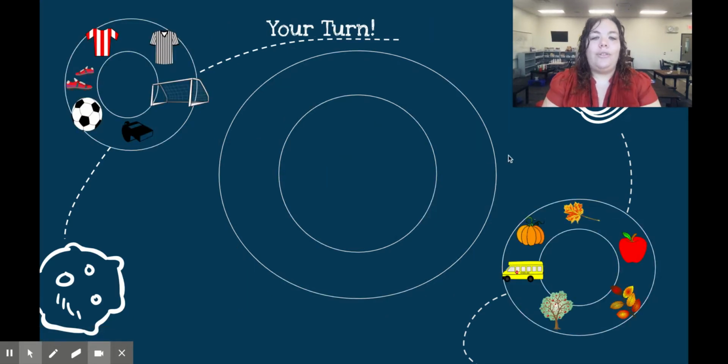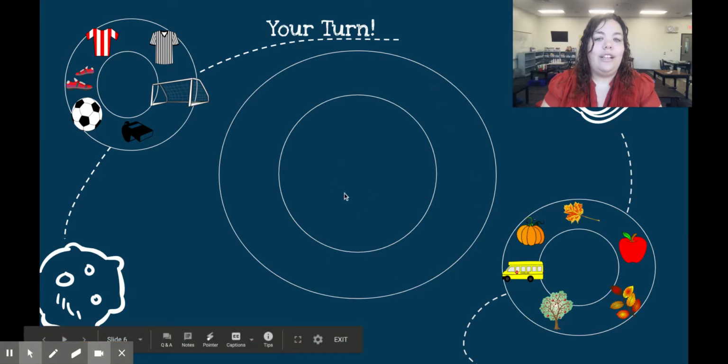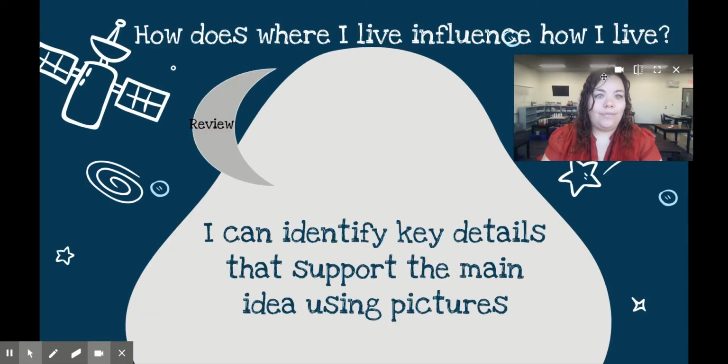So now for your assignment today, it's going to be your turn. You saw how I took pictures and put them around the outside of the circle, and then in the inside, I would write the main idea. For your assignment today, you are going to put pictures that are all about one main idea in the outside circle, and then you are going to write the main idea in the inside circle.